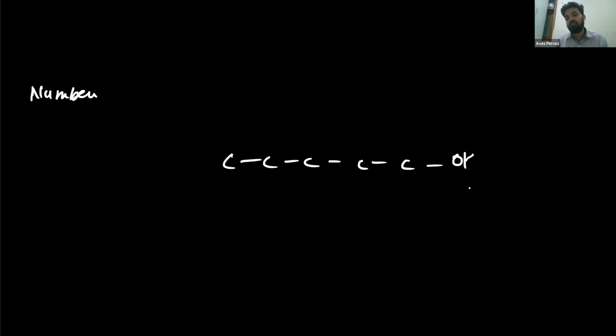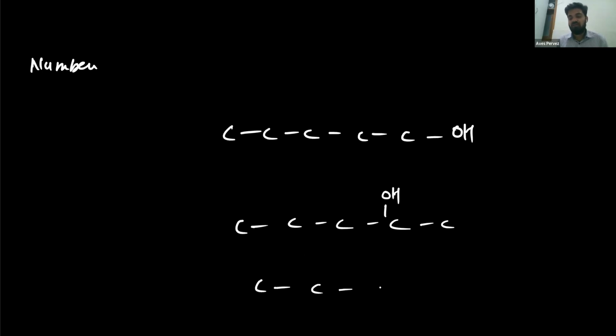Numbering should be done in such a way that the functional group gets the lowest possible number. Let me write. For example, if you have this OH group here, and in the third case, if you have this OH group here.